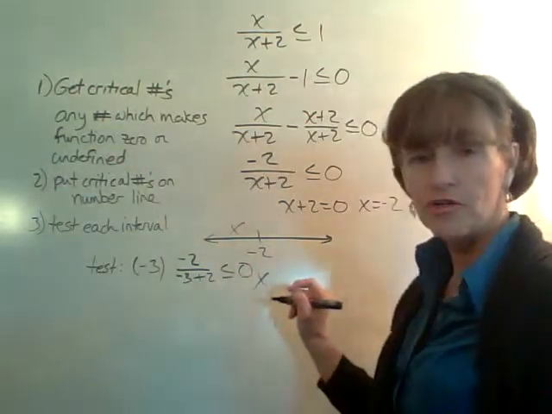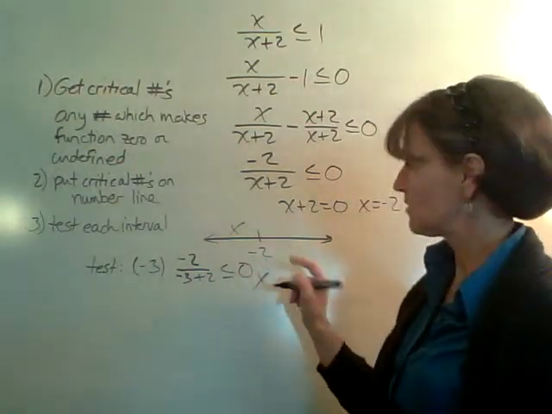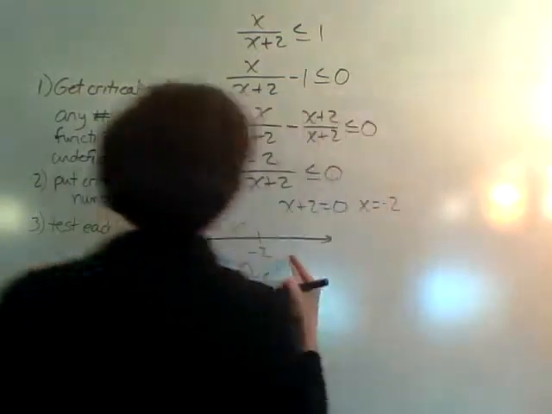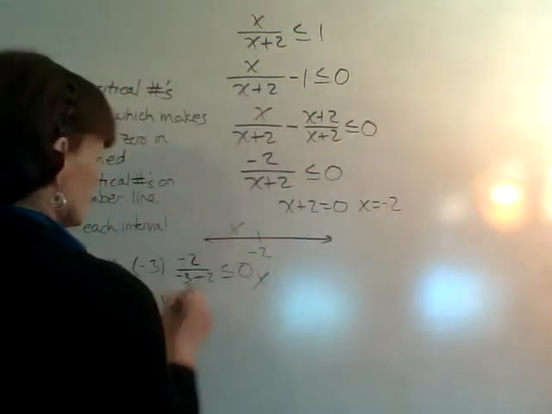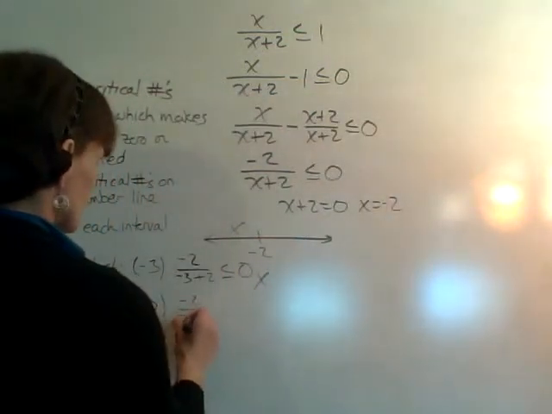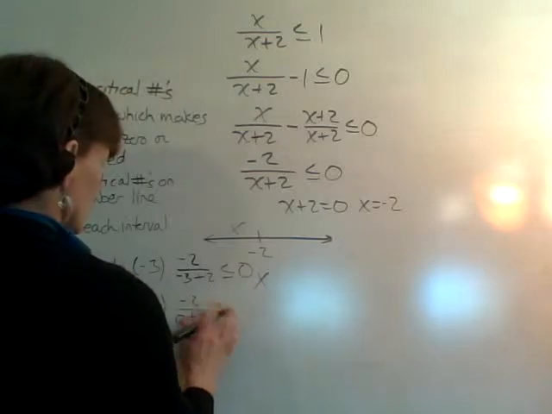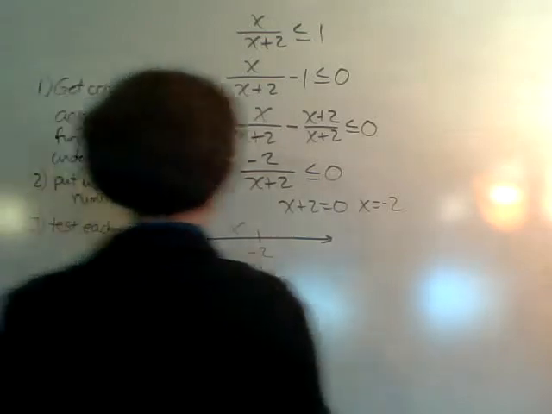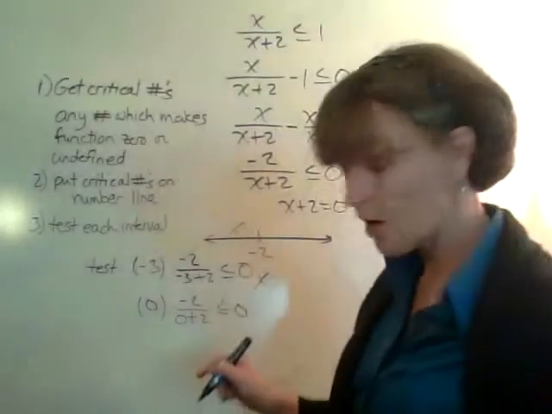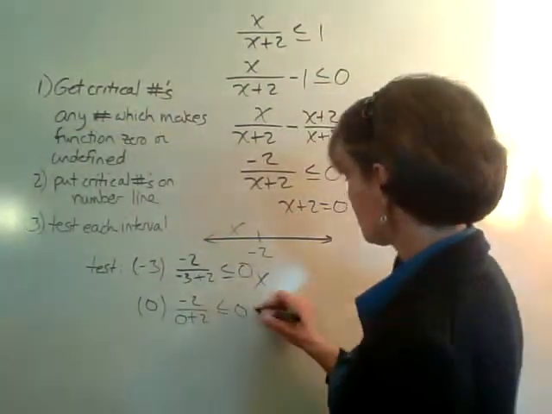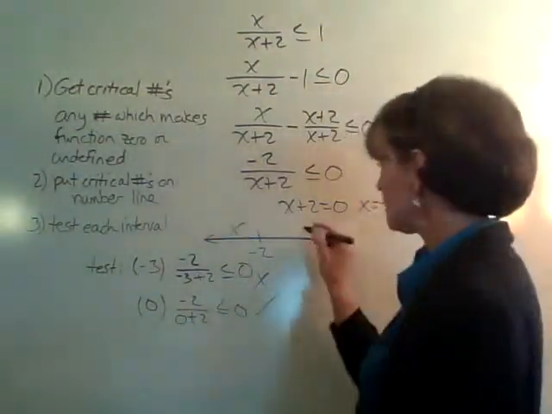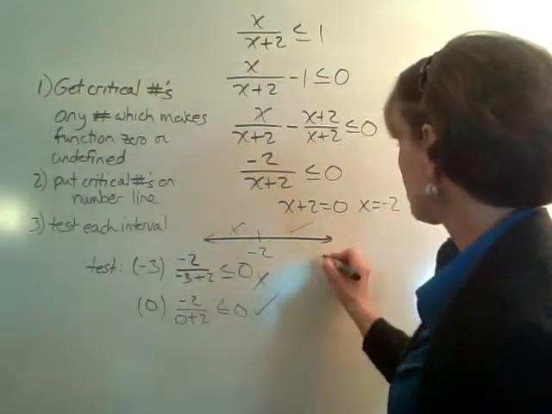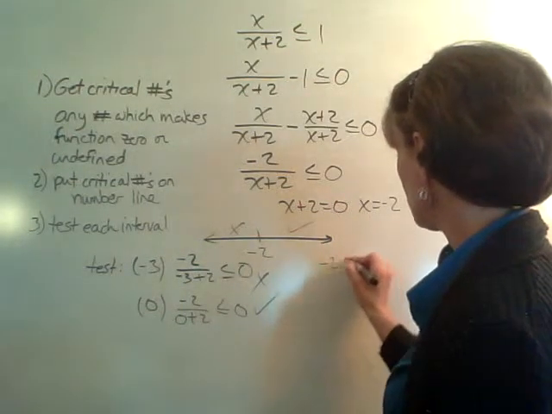All right, so let's put 0. 0 is good to use right here. So we'll put 0 in for this interval. Now, -2 over 0 plus 2, is that negative? Well, the numerator's negative, the denominator's positive. And so, yes, the whole thing is negative, so that does work. And so my answer is -2 to positive infinity.